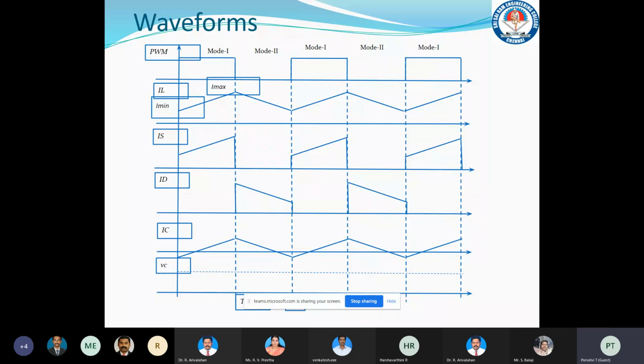If discontinuous conduction takes place, in that case, the inductor current will reach 0. But here we have taken it as the continuous conduction mode. And the third waveform shows the source current waveform. The source current during mode 1 will be equal to the inductor current IL. During mode 2, since the switch is in the open condition, source current is 0.